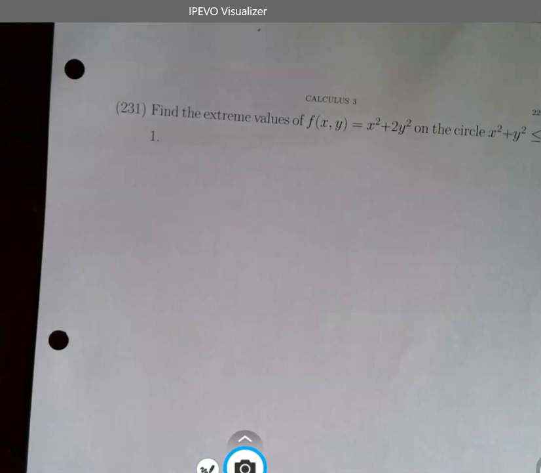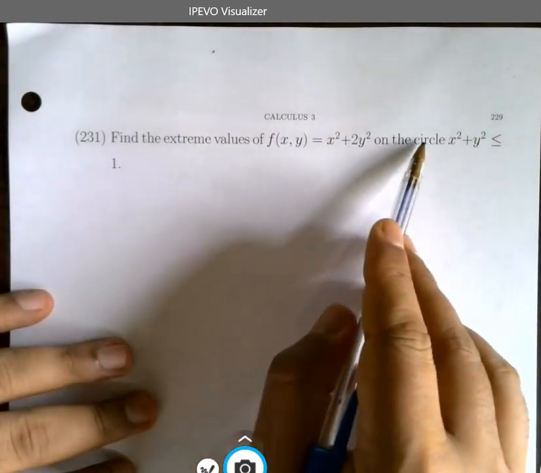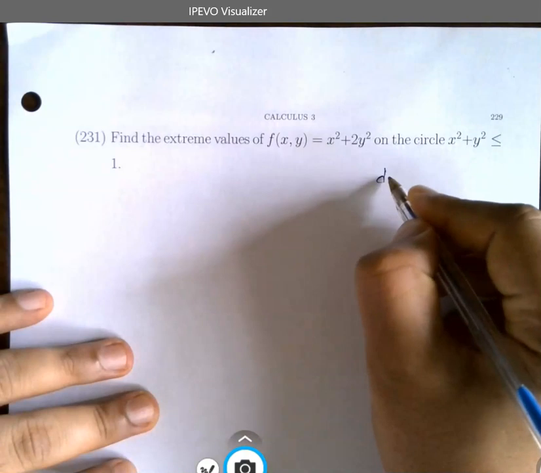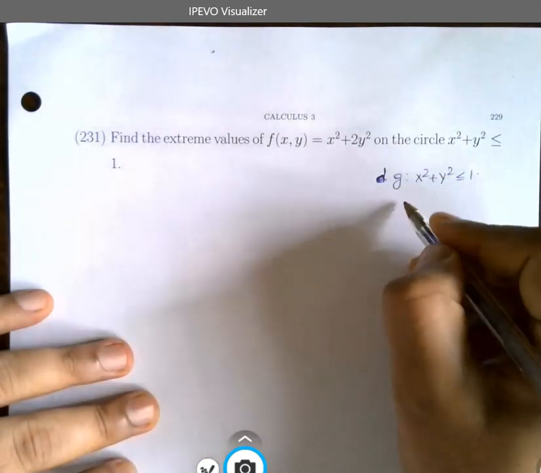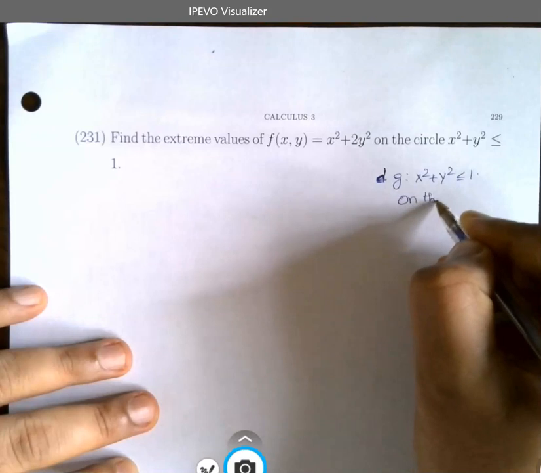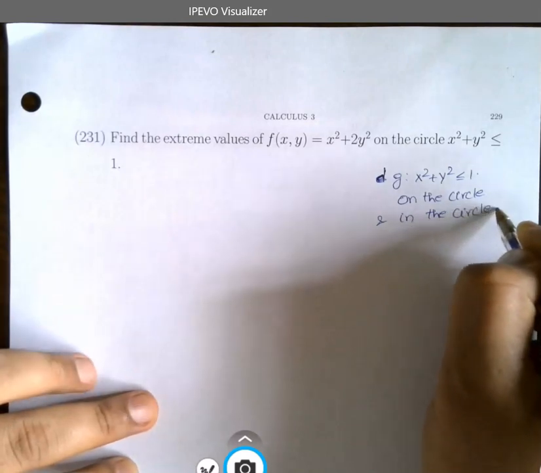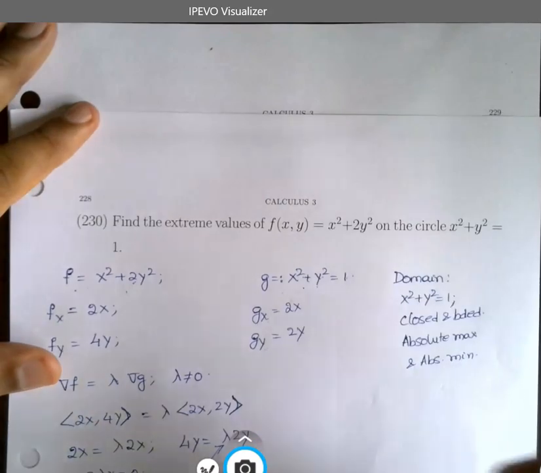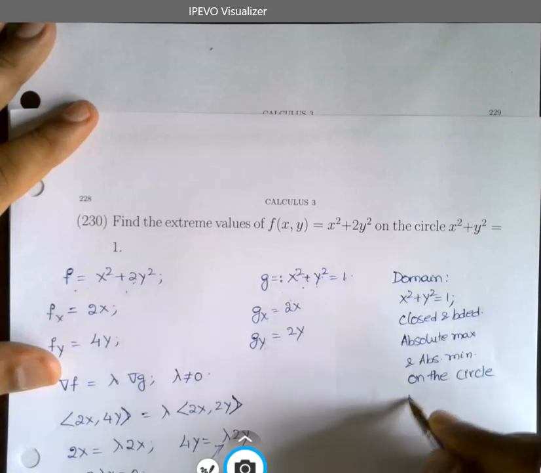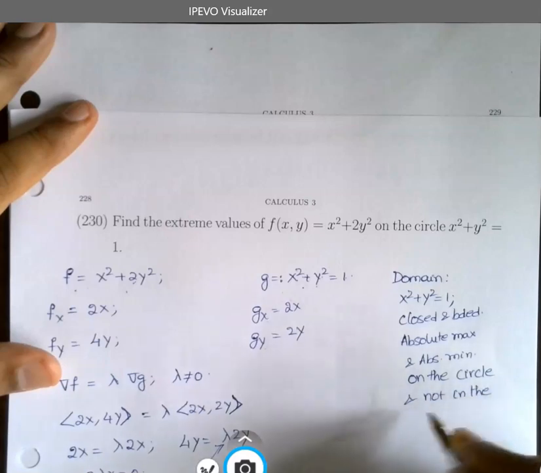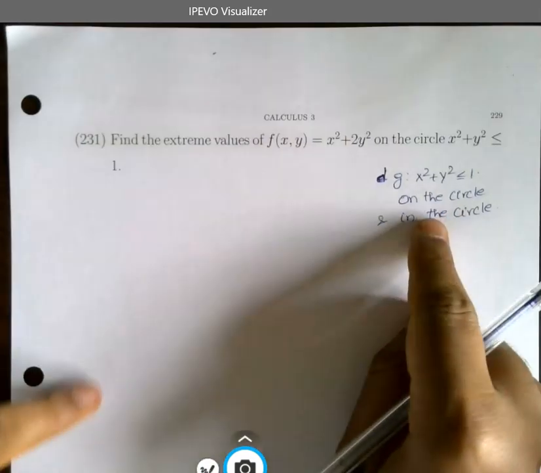Okay, now let's do another problem here. Now find the extreme values of the function on the circle. So what's the difference here? Here the region is x squared plus y squared less than or equal to 1. That means here we are on the circle and also in the circle. In the previous problem, it was only on the circle, and not in the circle. I hope that makes sense.